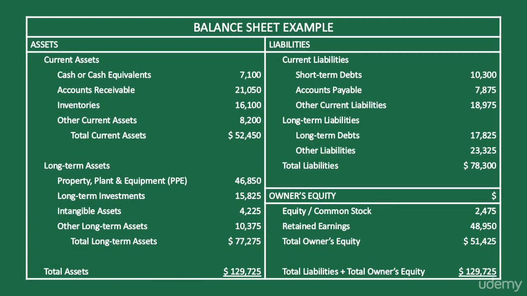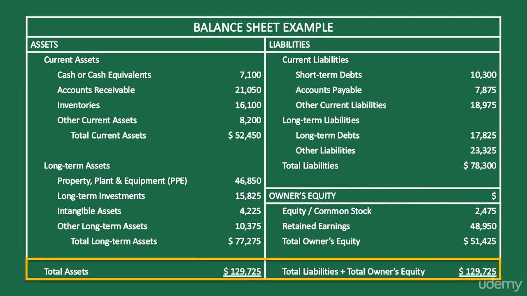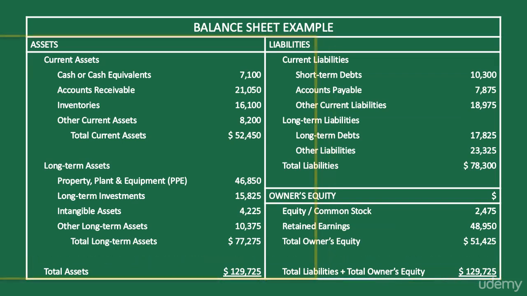Easy, right? Here's an example of a balance sheet. We have three main categories: the assets, the liabilities, and the owner's equity. And we always have the total assets balance with the total liabilities and the owner's equity. In the assets category, we have two subcategories: current assets and long-term assets.